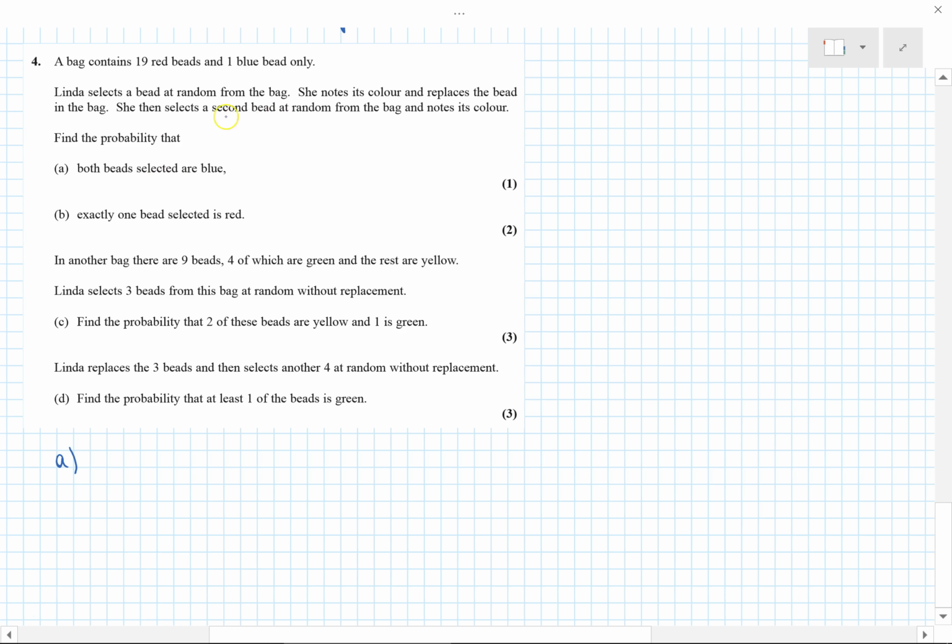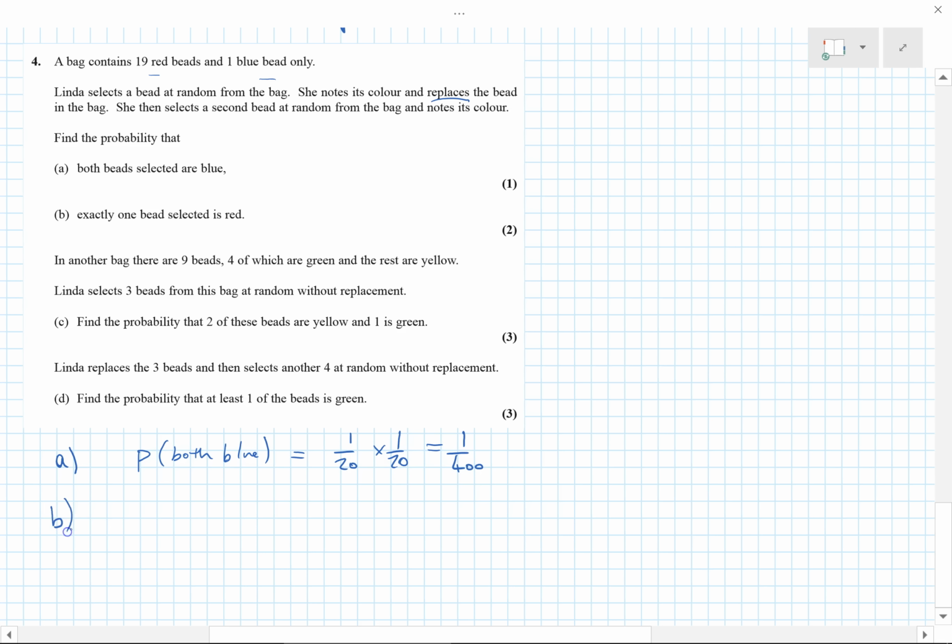But the first bit is basically to do with red and blue beads, and we've got the beads being selected and replaced. So it says something about it being replaced. So the probability that both are blue, because they're independent of each other, there's 20 beads altogether, so it's 1 over 20 times 1 over 20, which is 1 over 400.